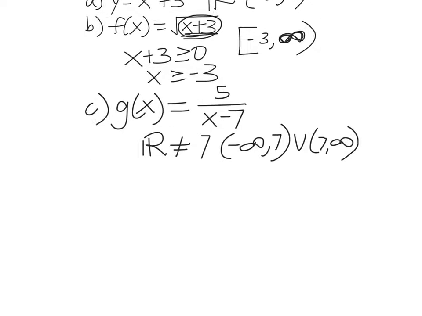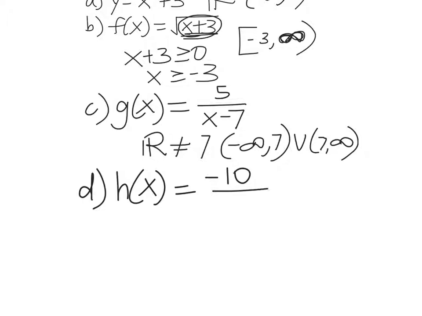All right, you try this one. H of x is equal to negative 10 over x squared minus 25. Find the domain of that function. These are all functions, by the way. Just find the domains of functions. And you don't need to write it in interval notation. You can write it the other way. Either way is fine.